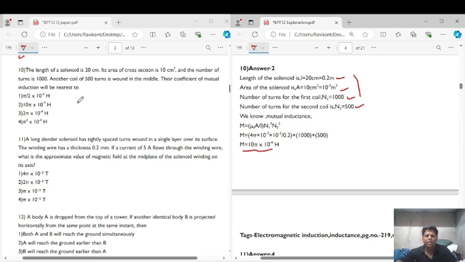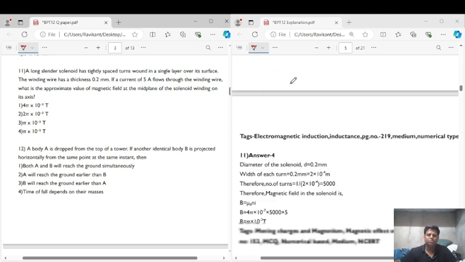So again, this is a direct formula based question. Finally, putting the values in the formula, we get our answer as 10 pi into 10 to the power of minus 4 Henry, which is option number 2. So the correct answer for question number 10 is option 2. Now let's get into question number 11.